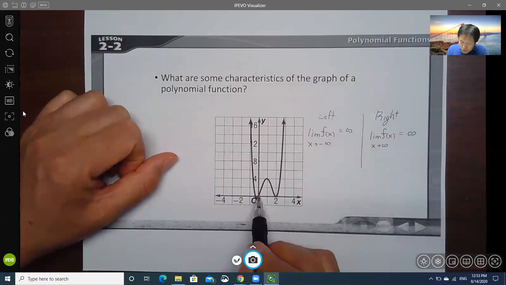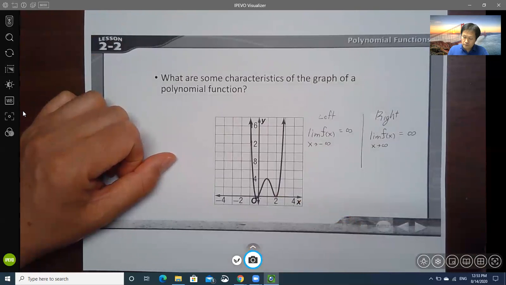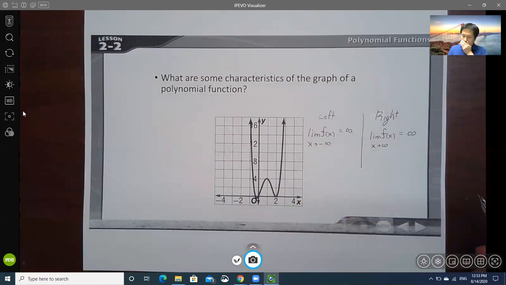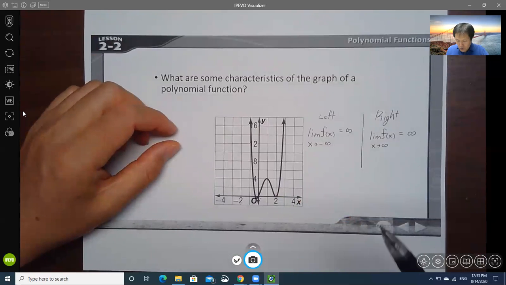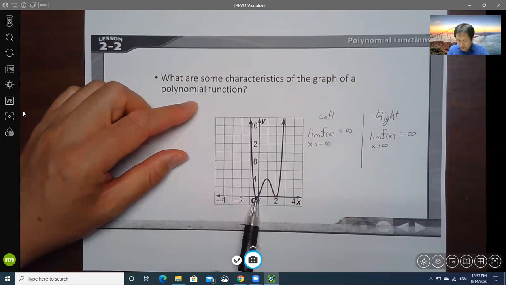X-intercept, I have 1, 2, 3 x-intercepts here. Y-intercept will be only 1, which is 0. So I can talk about decreasing. It's decreasing right here up to here. Increasing, decreasing, and increasing.